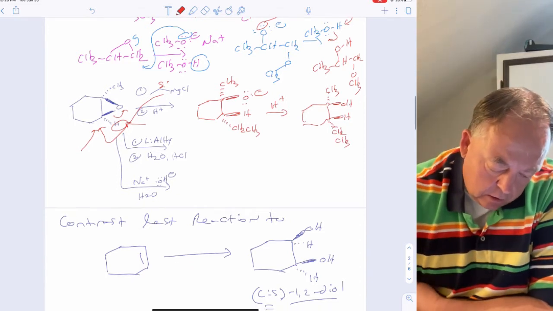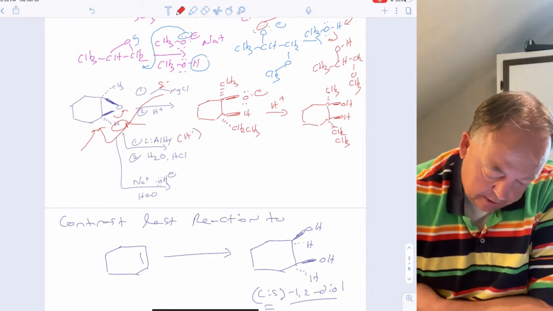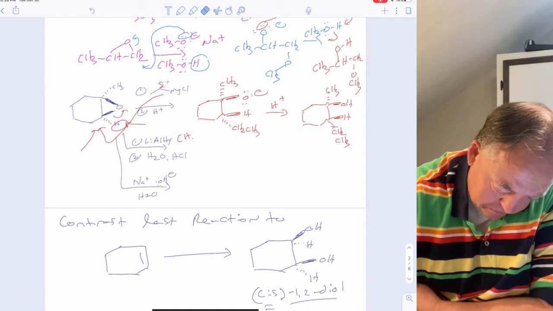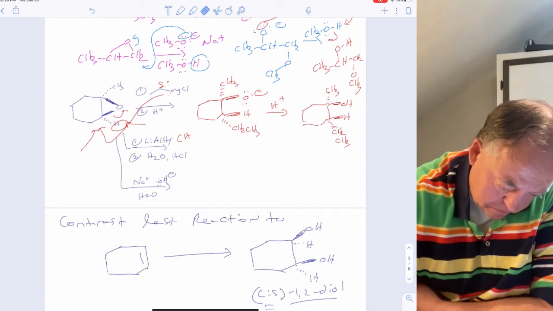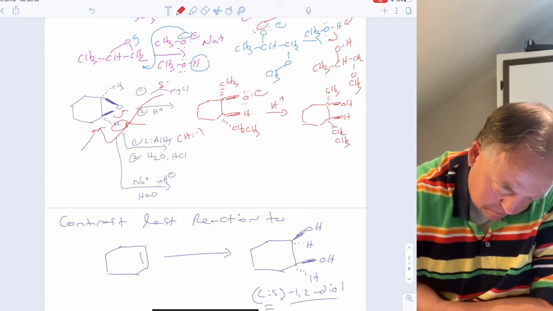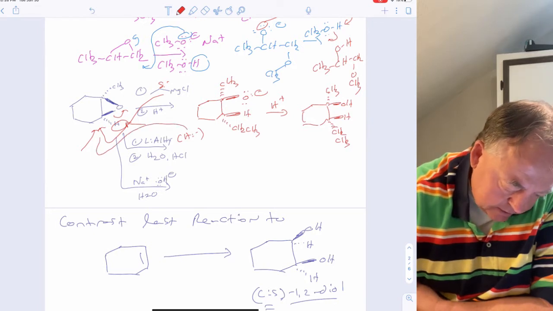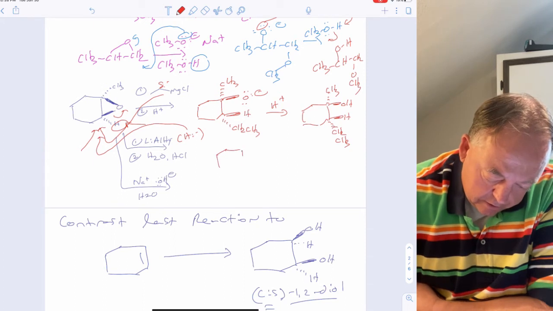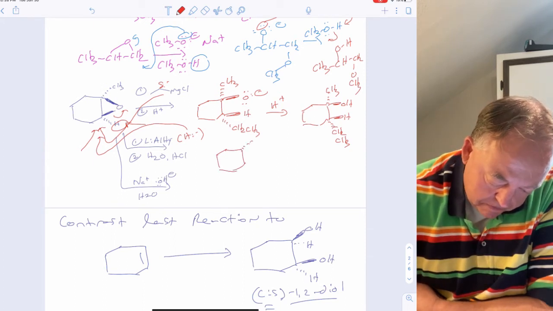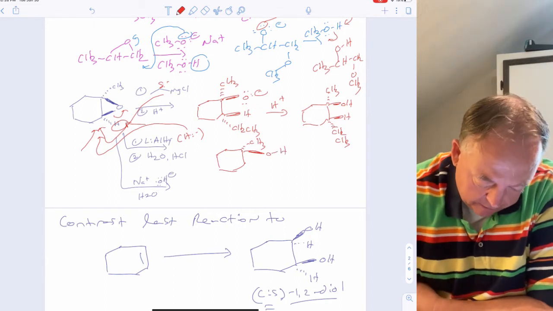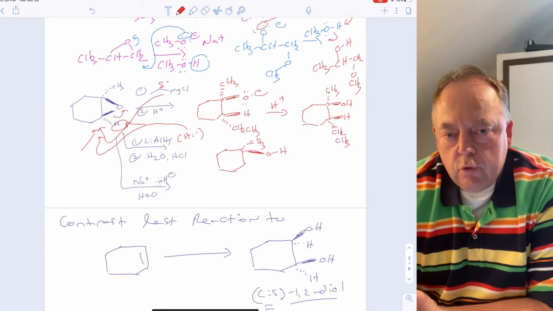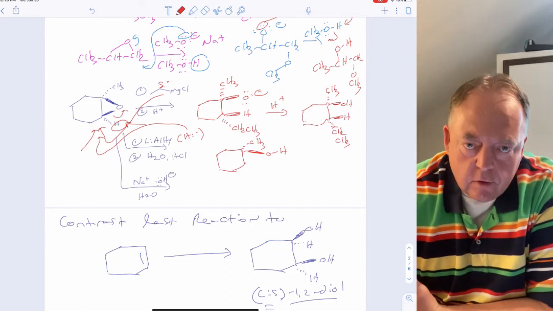And if it's lithium aluminum hydride, then again, this is just H minus as your nucleophile. So it would just be an H minus attacking here. And you would end up with, at the end, you would get that, right? Because the carbon on the bottom is going to end up with two hydrogens on it in that case. So there's no stereochemistry there anymore.